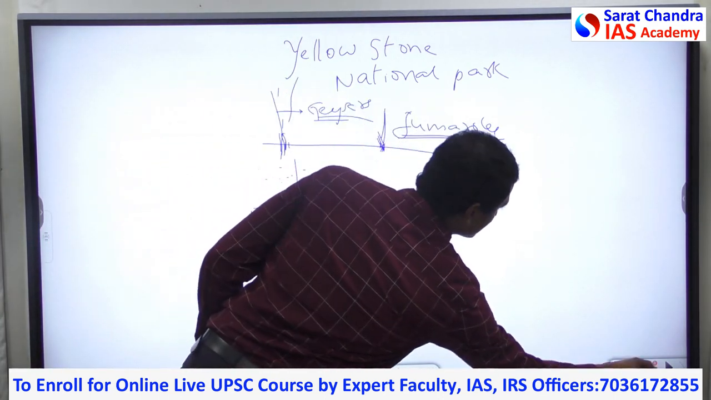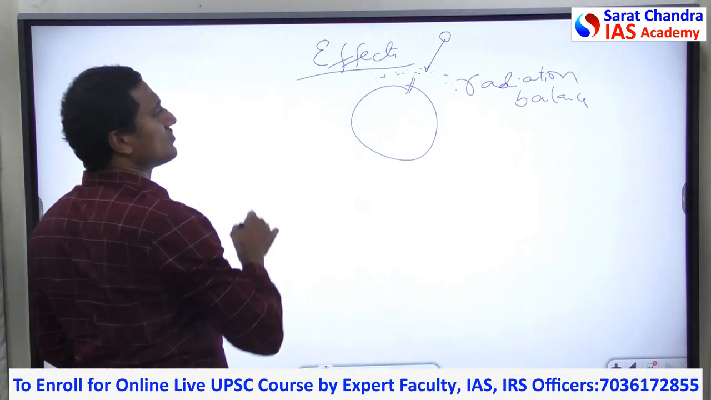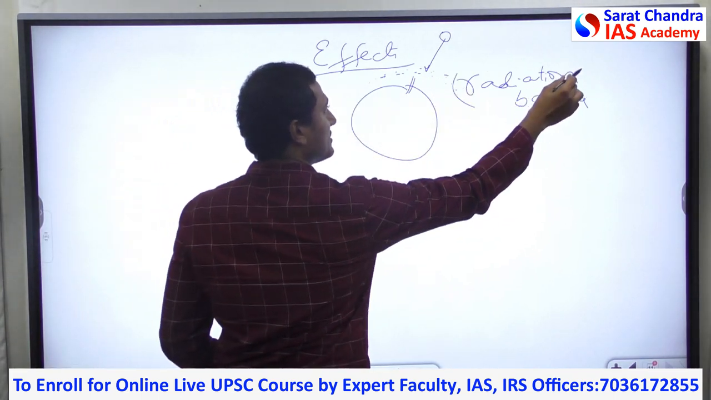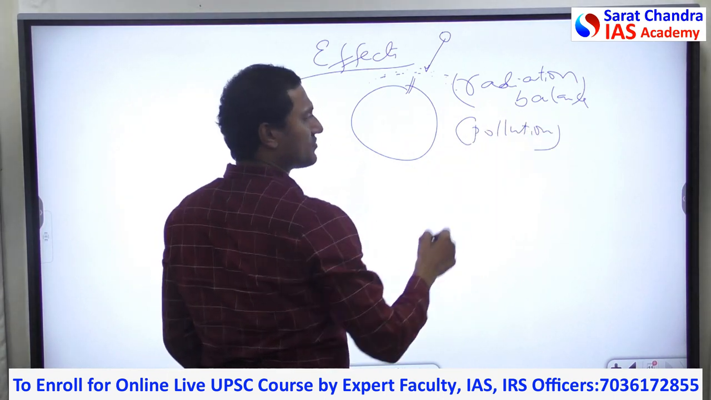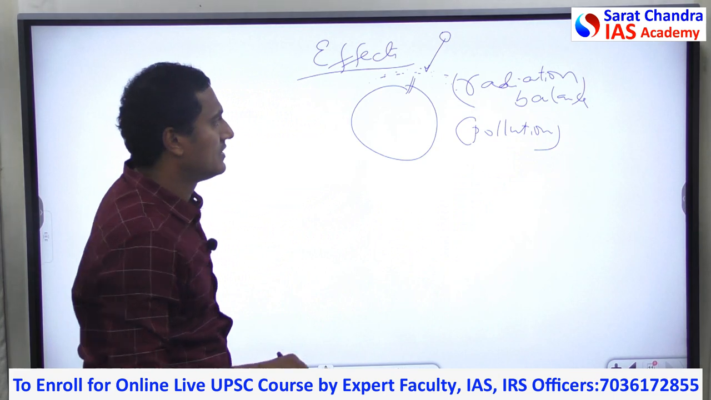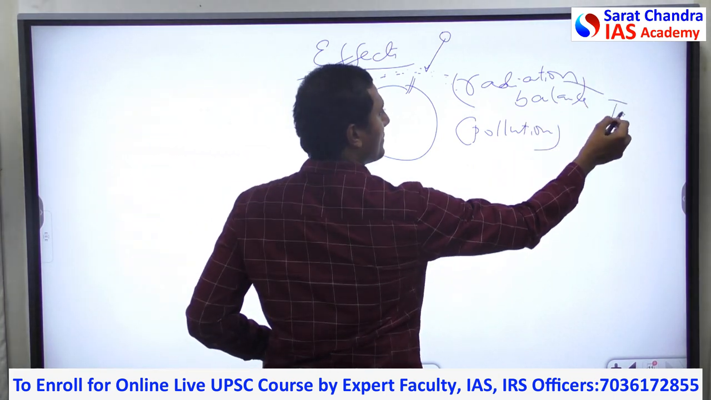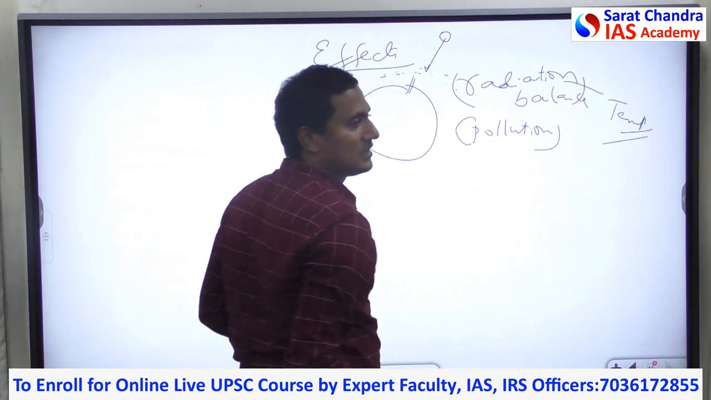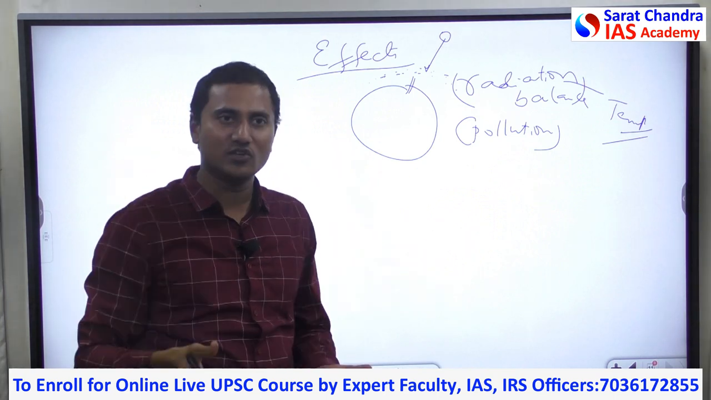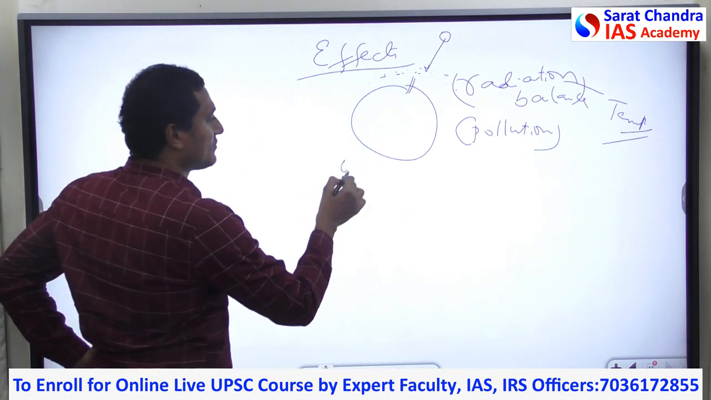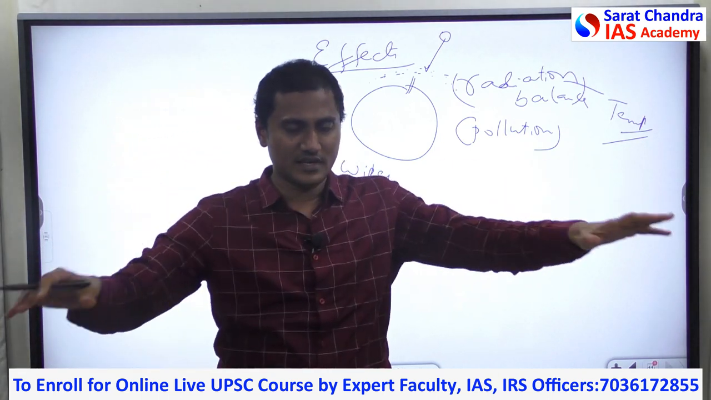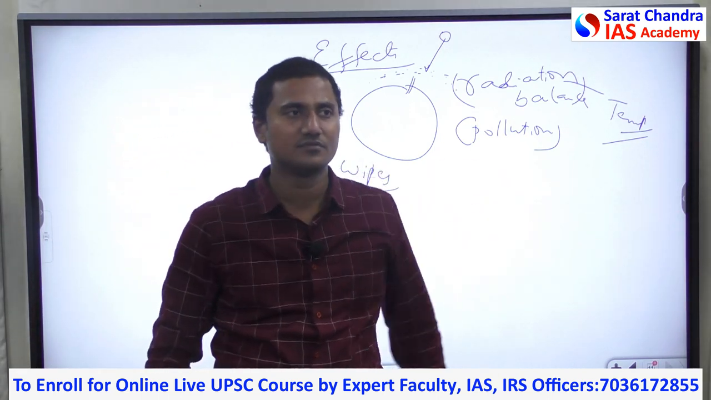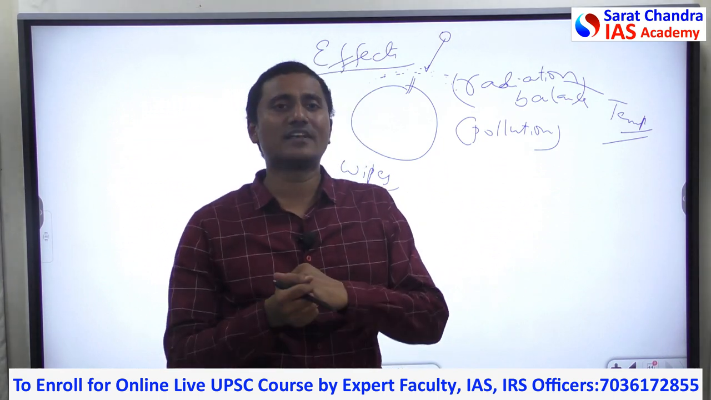Anyhow, the effects of volcano: radiation balance and pollution. Suddenly it causes huge pollution, friend, huge pollution. Radiation balance means the temperature of the earth will change, the entire temperature will change if sunlight is reduced. Also, friends, it wipes out the life wherever it comes, in the surrounding area it completely wipes out the entire life. Many things will become extinct.